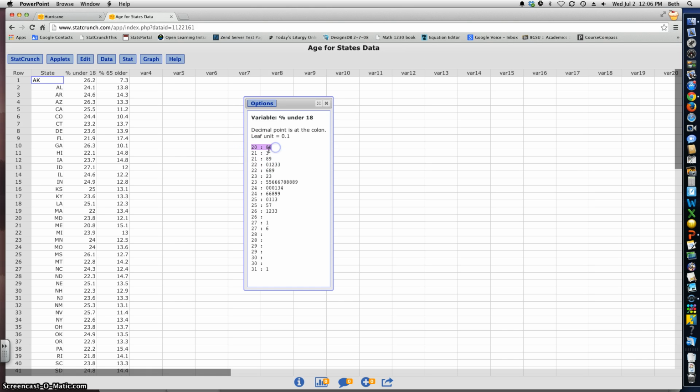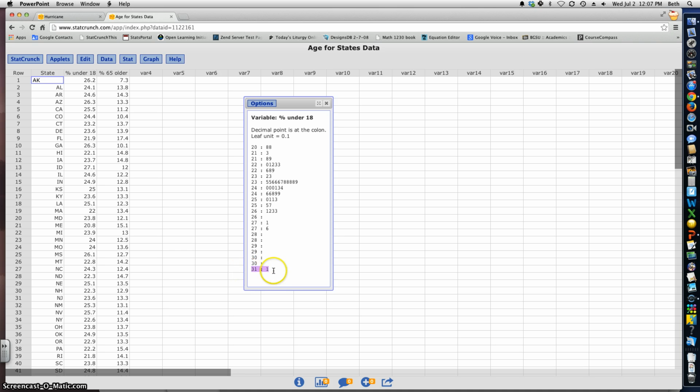20 is only listed once because there's no need to list it the first time, because it would be the smallest value and it would have nothing on it. Even though I don't have any leaves on this 26, I still need to list it because there are numbers both above and below it. Okay, so now you can see here this 31.1 is definitely an outlier in terms of the data.